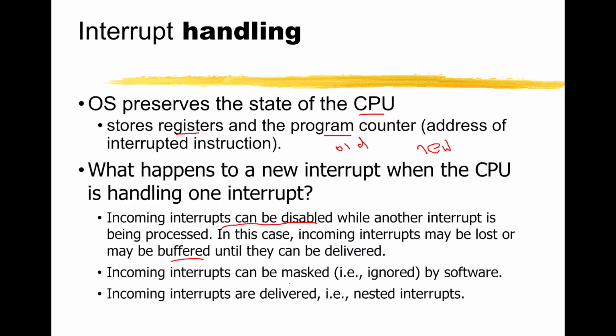Incoming interrupts can also be masked. That's another way it handles them: masked, meaning ignored by the software completely. Then the third way is that incoming interrupts are delivered as they line up. These are nested interrupts. They line up and are processed as they are delivered, right?